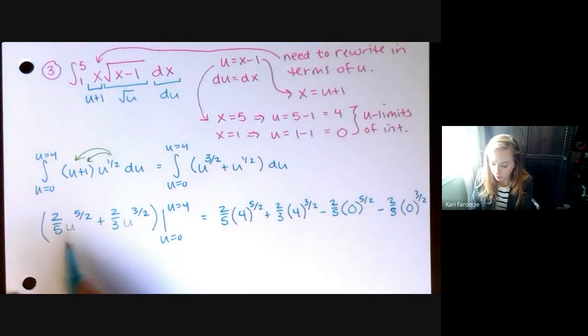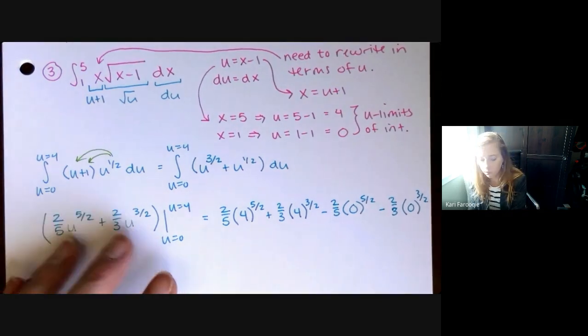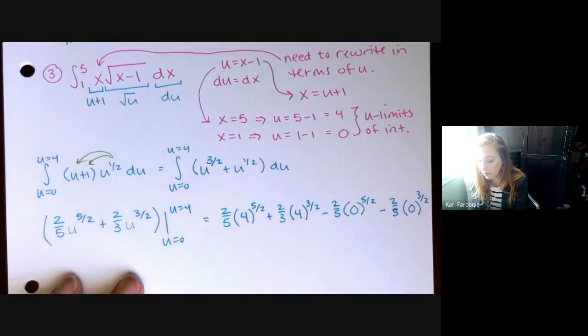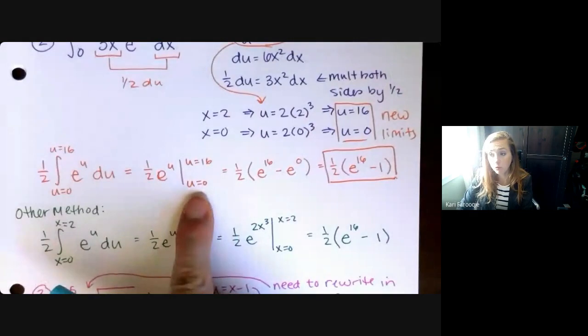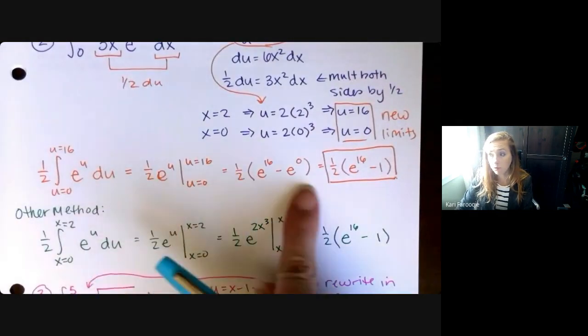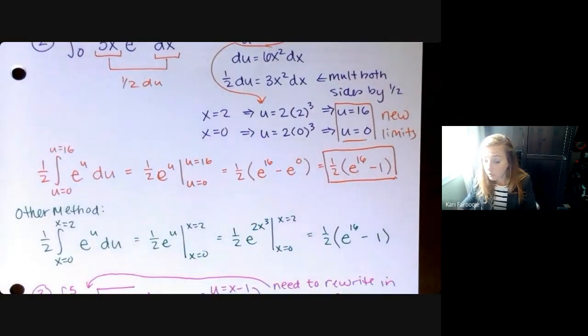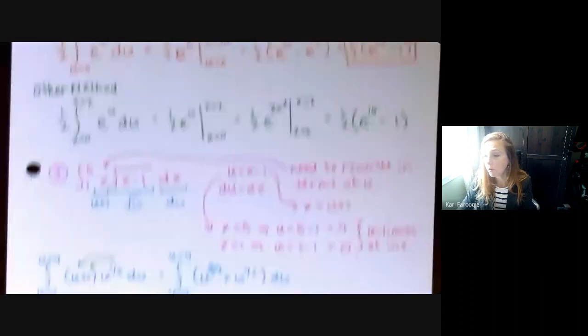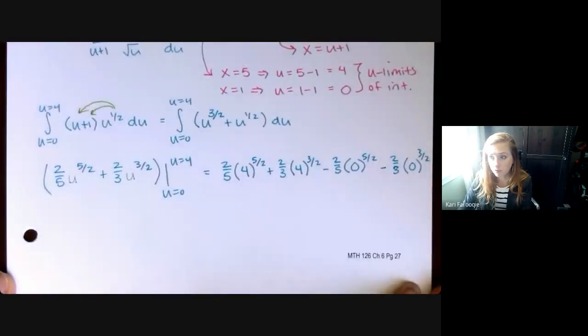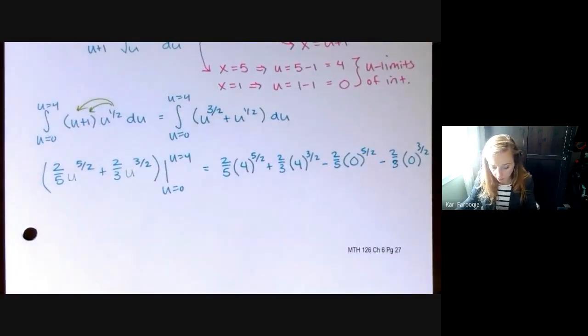The lower limit being 0 in this case is going to zero out. That's not always the case. Don't forget, in this case, your lower limit was 0. E to the 0 is 1. So we can't just always drop off a lower limit of 0. We need to make sure that it actually is mathematically 0.